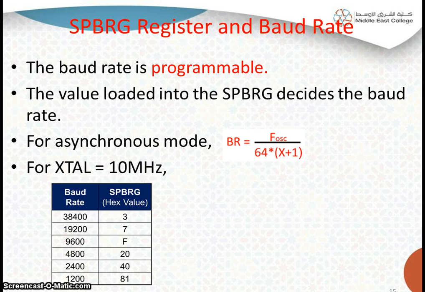For asynchronous mode, the baud rate is given by FOSC divided by 64 into x plus 1. And here we can find, for the crystal frequency of 10 MHz, the different values that have to be loaded into the SPBRG register based on the different baud rates. For example, if you want to choose the baud rate 38400, then the value of x, which has to be loaded into the SPBRG, is 3. For 19200 it will be 7, and for 9600 it will be F, and so on.